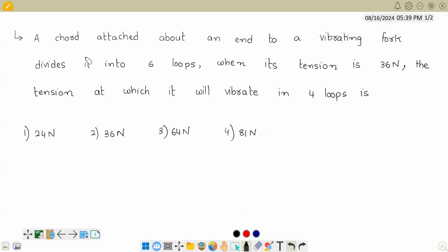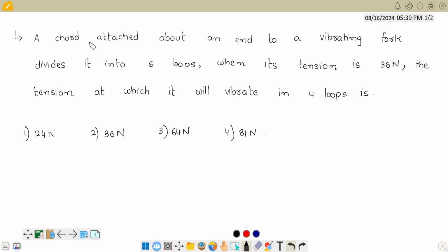Hello student, the question says a cord attached about an end to a vibrating fork divides it into six loops when its tension is 36 Newton. The tension at which it will vibrate in four loops is. So here a cord is attached about an end to a vibrating fork. What happens when you attach a cord and a vibrating fork?